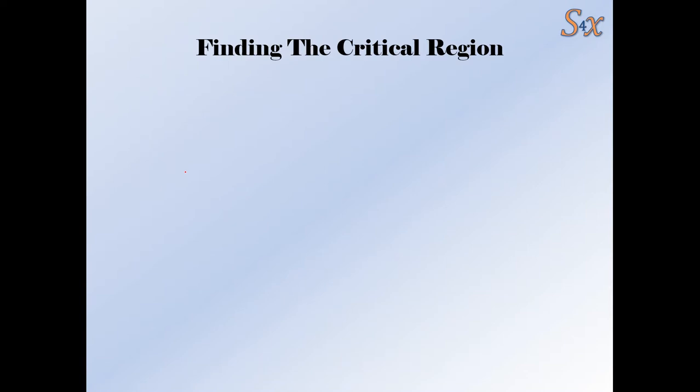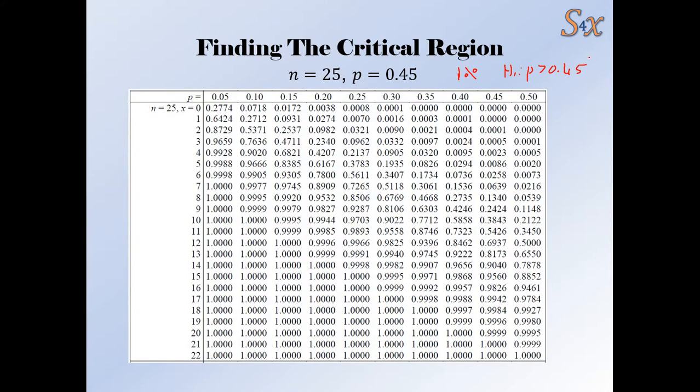Now we're going to find that critical region. Remember, n was 25, p was 0.45, and we had a 1% significance level. And remember that our alternative hypothesis was that H1 is p is larger than 0.45. Because it's larger than, we're going to use the table slightly differently. First of all, find the table with n is 25, and find the column for p is 0.45. Because we've got a larger than sign here, we're going to start from the top of the table. Before, we started from the bottom of the table, because we had a less than sign. Because we've got a larger than sign, we need to look down the table.